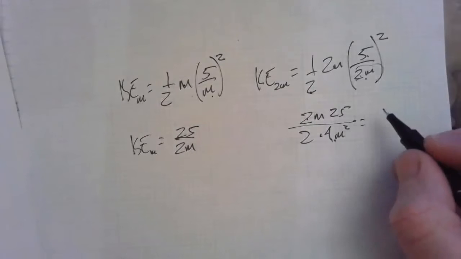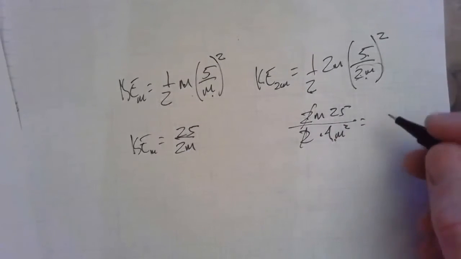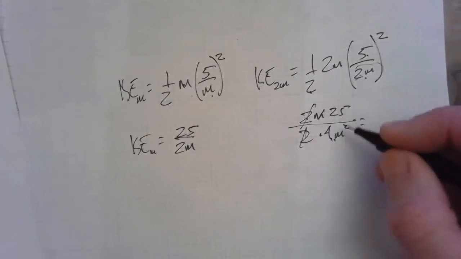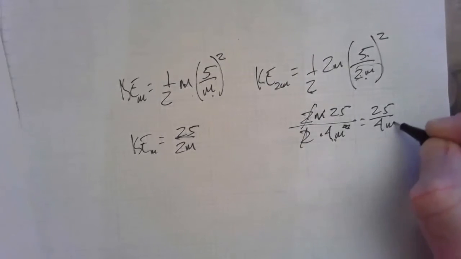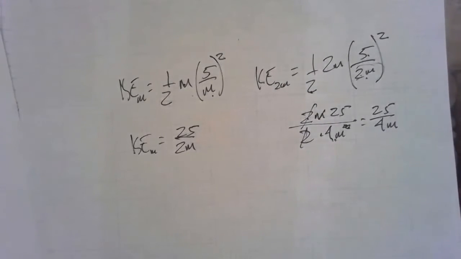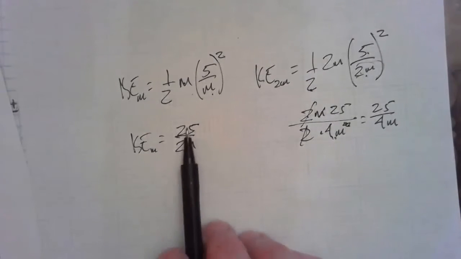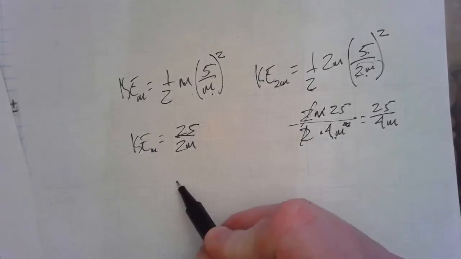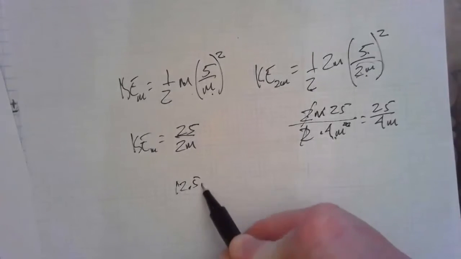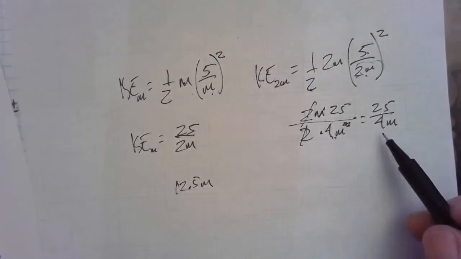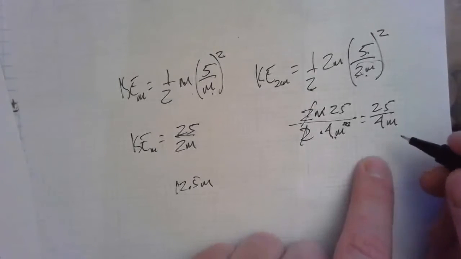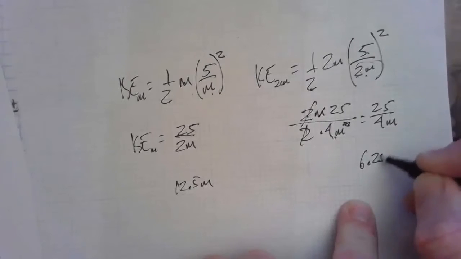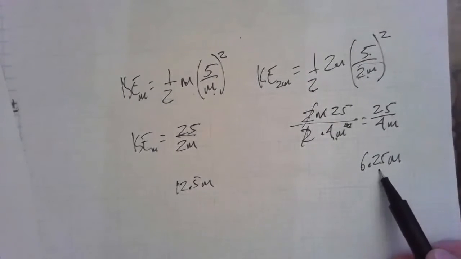Let's clean this up. Well, these 2's are going to cancel. And this m is going to cancel with one of those, so I'm going to have 25 over 4m. Now, you could go ahead and do the division if you like. You could write it as 12.5 m. This one is going to have a final kinetic energy of, what's half of 12.5? 6.25? 6.25 m. This is going to have half of the kinetic energy.